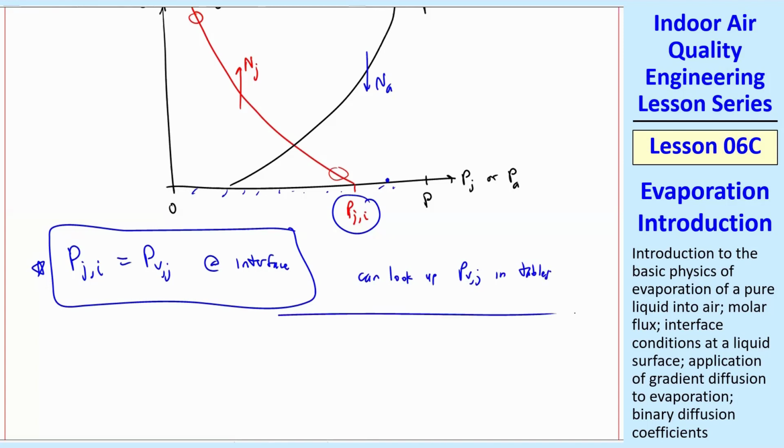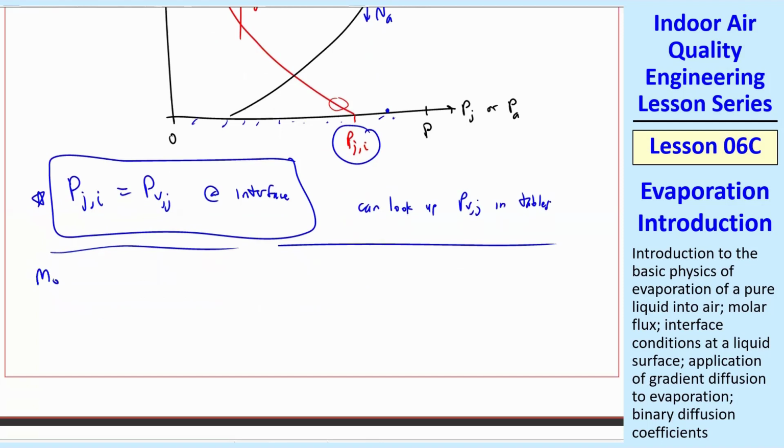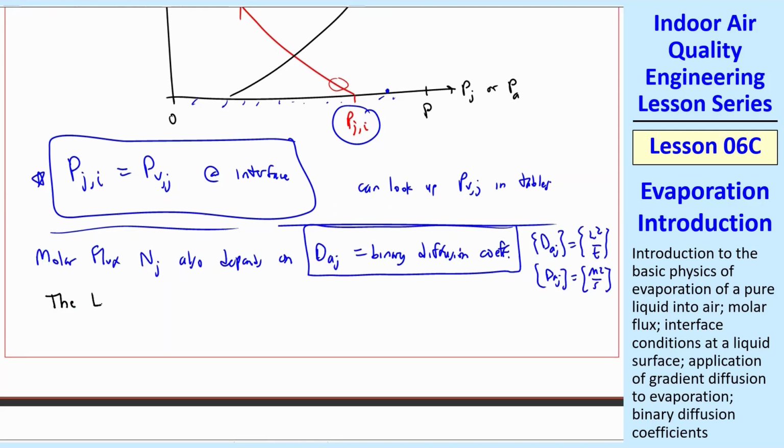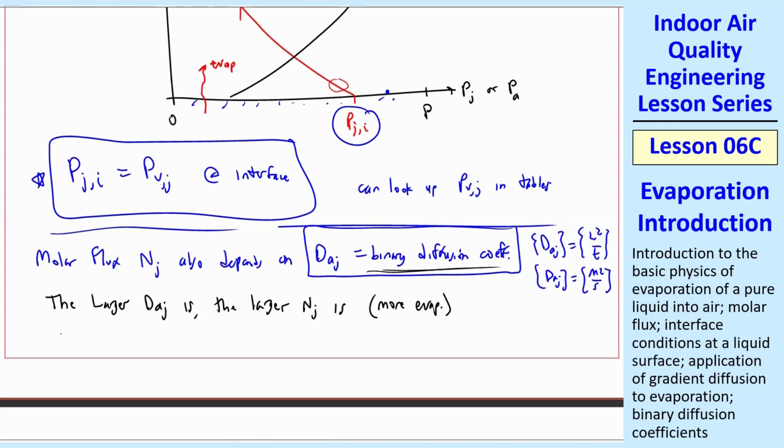There's one other thing that's important, and that is that the molar flux, Nj, also depends on DAj. Remember, that's the binary diffusion coefficient, DAj, as any diffusion coefficient is length squared over time, and the units are in meters squared per second in SI units. And so let me just summarize here. The larger DAj is, the larger Nj is. In other words, there's more evaporation. And the larger Pvj is, the larger Nj is, more evaporation.